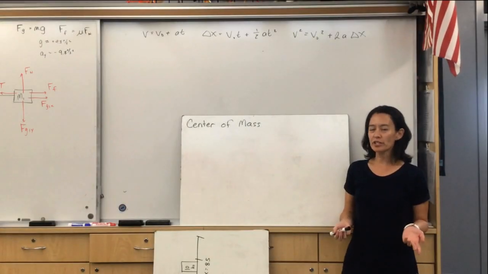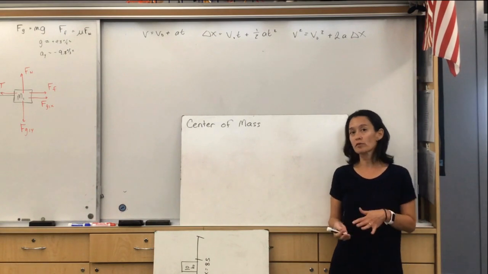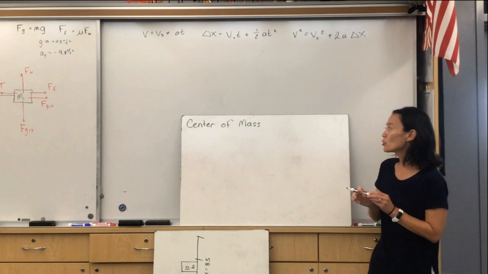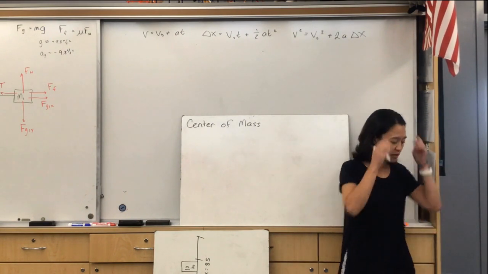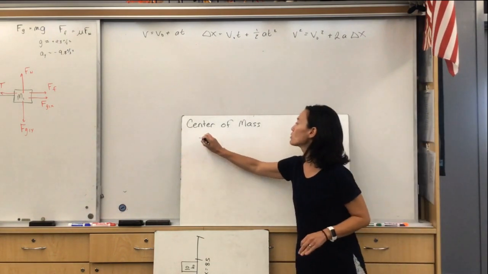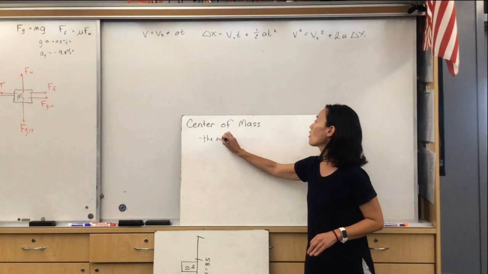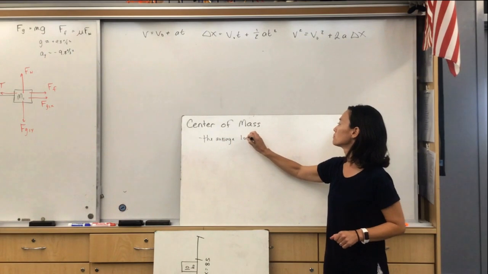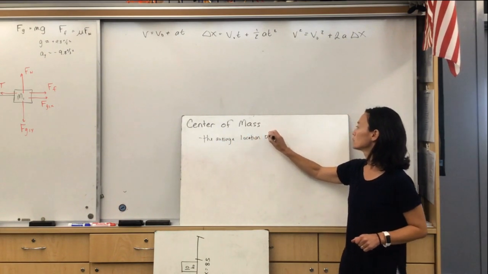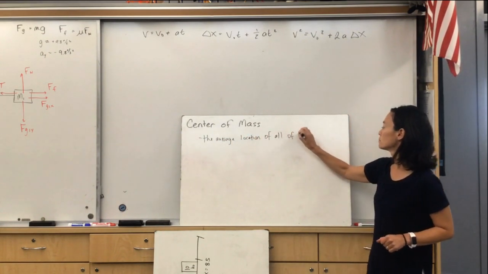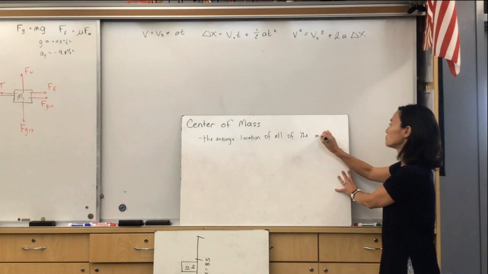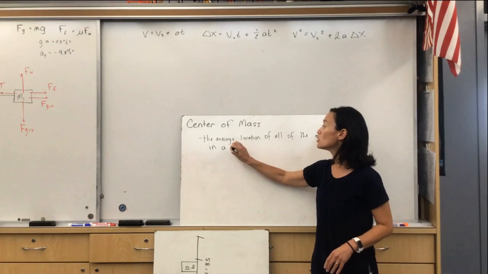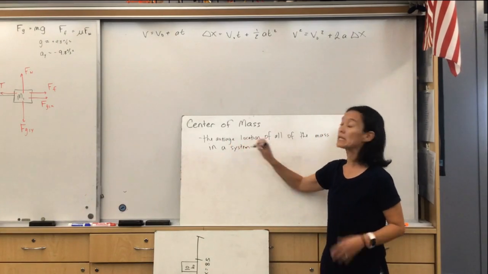Okay, so this online lecture is meant to go over with you the concept of center of mass, both mathematically and conceptually. So the basic definition of center of mass is the average location of all of the mass in a system. And you can define what your system is, okay?